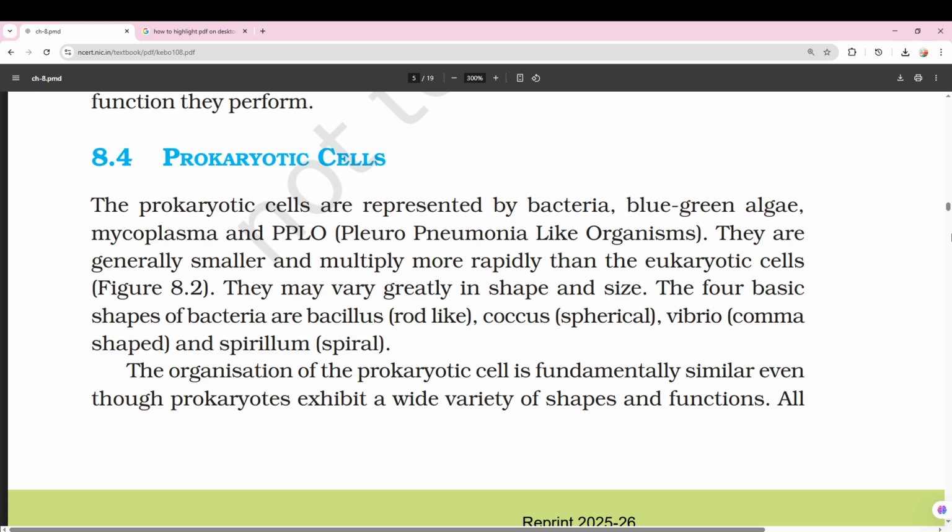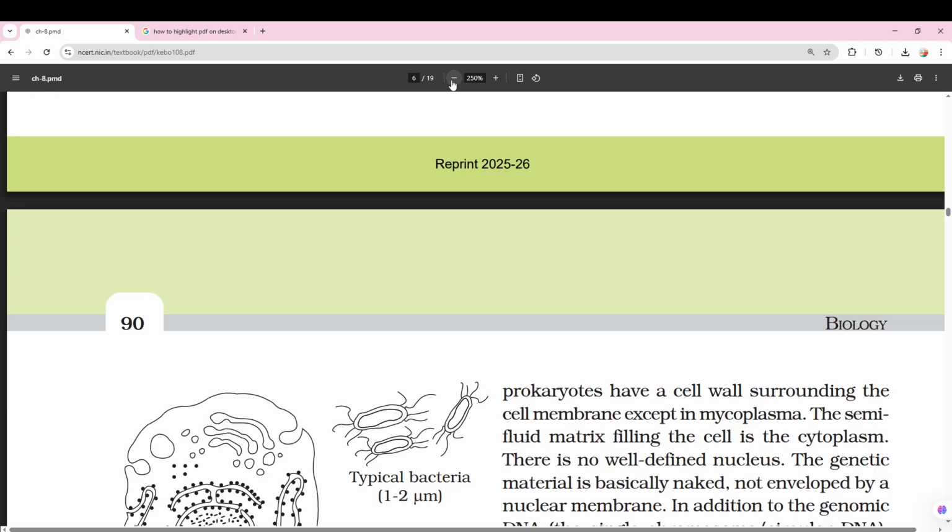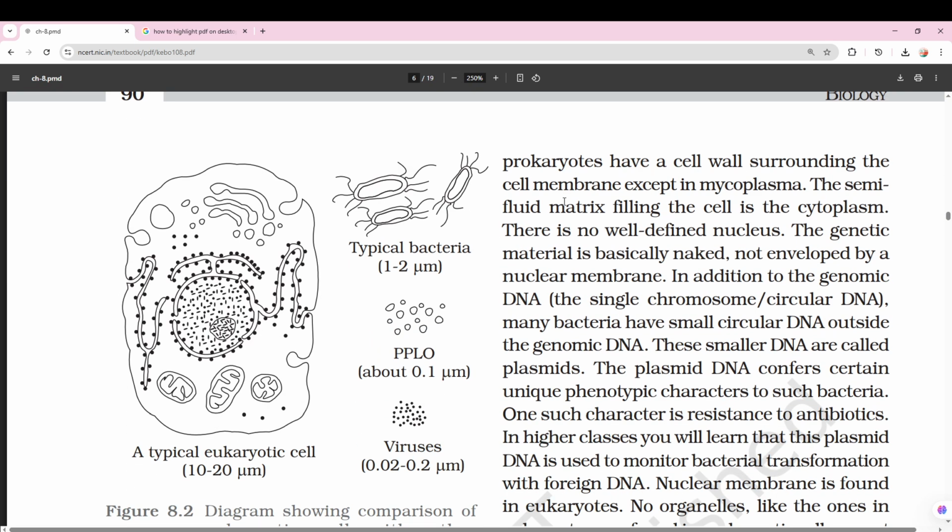The organization of the prokaryotic cell is fundamentally similar, even though prokaryotes exhibit a wide variety of shapes and functions. All prokaryotes have a cell wall surrounding the cell membrane except in mycoplasma. The semifluid matrix filling the cell is the cytoplasm. There is no well-defined nucleus. The genetic material is basically naked, not enveloped by a nuclear membrane.